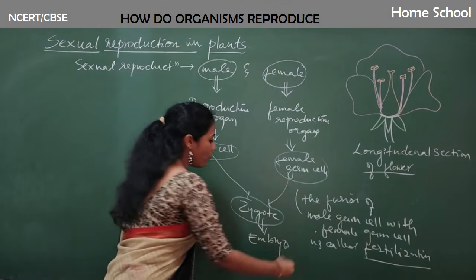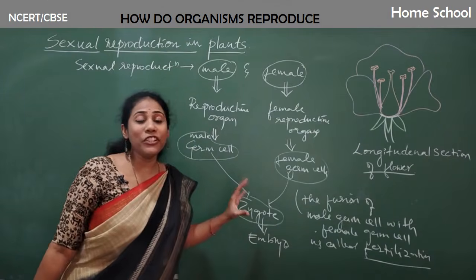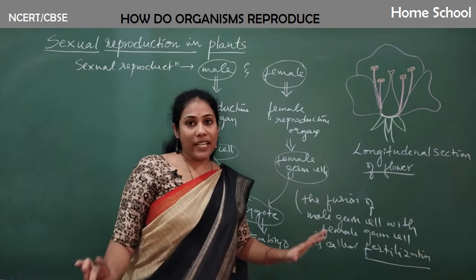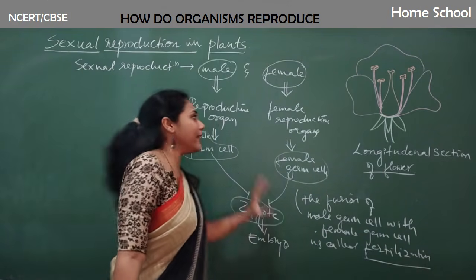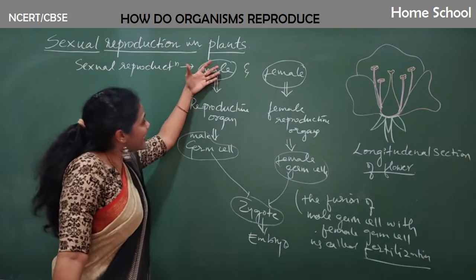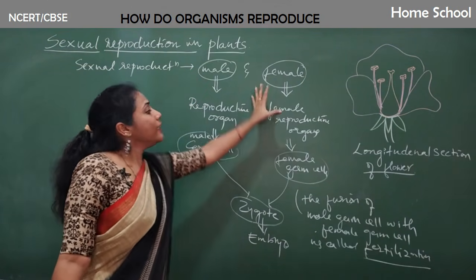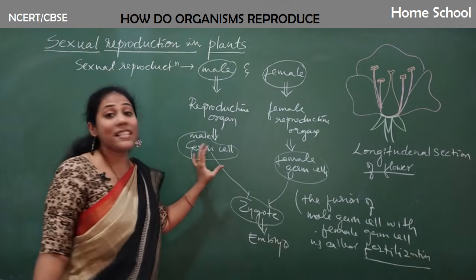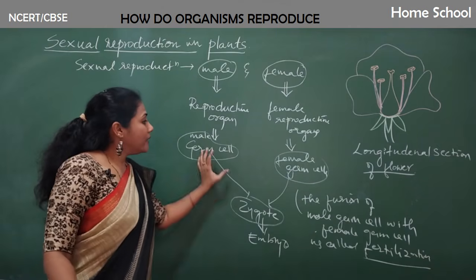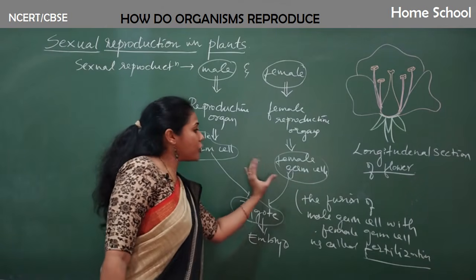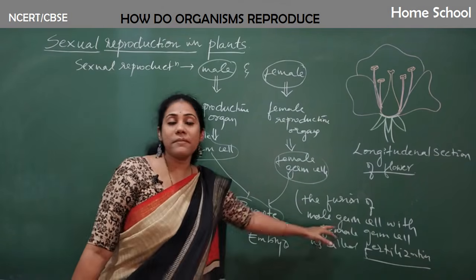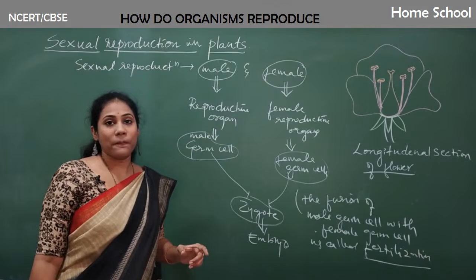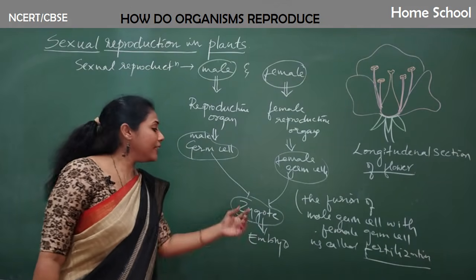Okay, so this is the basic idea you should have in your mind before we go for studying reproduction in plants as well as humans. This is common. It may be a plant, you know, it has its own male reproductive organ and female reproductive organ. They create certain specialized cells, we call them germ cells. Okay, and when they combine, such a combination of female germ cell and male germ cell is called fertilization, and what results in a fertilization? Zygote formation.